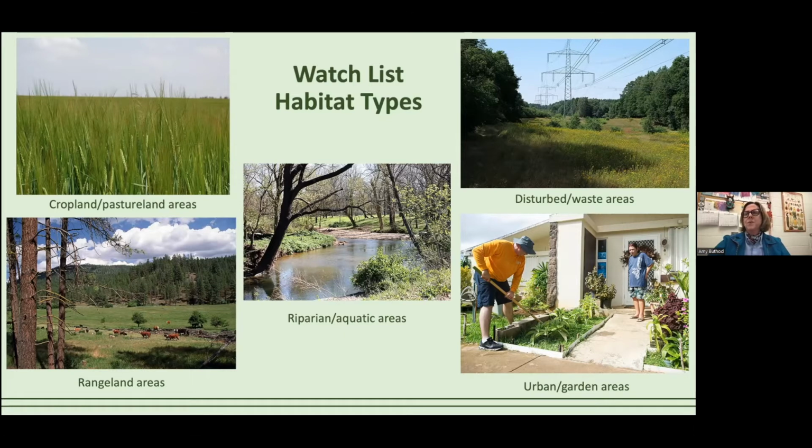These are areas where the vegetation is primarily native, predominantly grasses and forbs interspersed with shrubs and trees. Disturbed and waste areas include roadsides, abandoned lands, power cuts, and pipeline right-of-ways. Urban and garden areas include lawns, flower beds, and gardens found around homes and businesses in developed areas. And finally, riparian and aquatic areas include areas in and around seeps, wetlands, streams, rivers, ponds, and lakes.